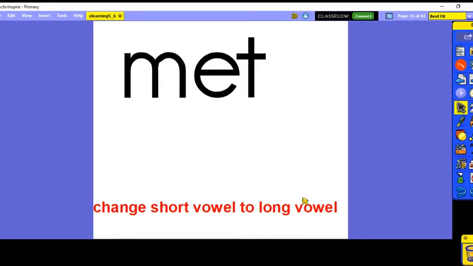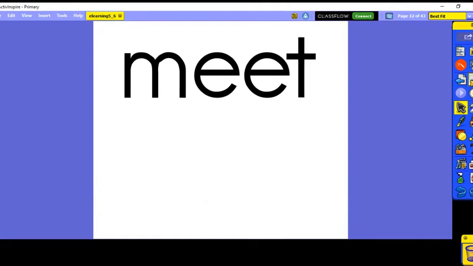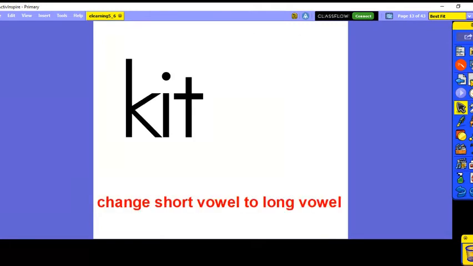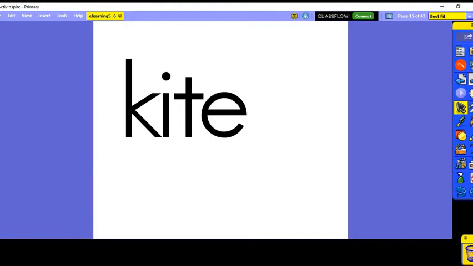Short vowel sounds to long vowel sounds. So we're going to use everything we know about short vowel sounds and long vowel sounds. Okay, this word is met. Let's change eh to e. What word do we have now? Meet. This word is kit. Change i to i. Kite.